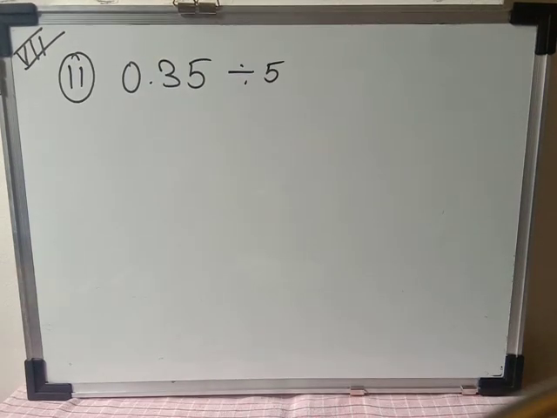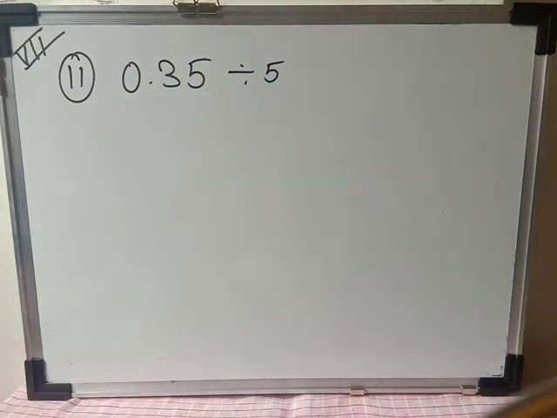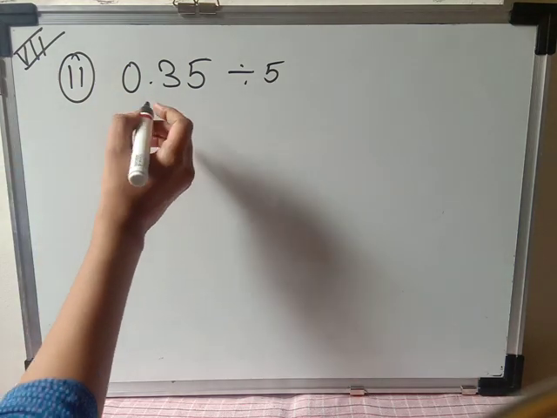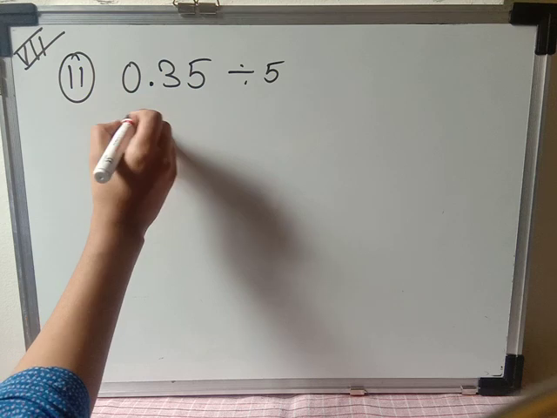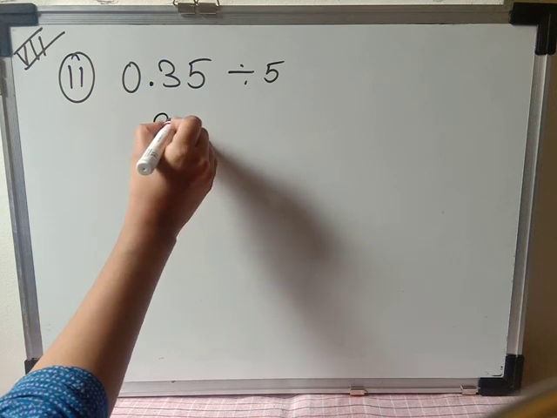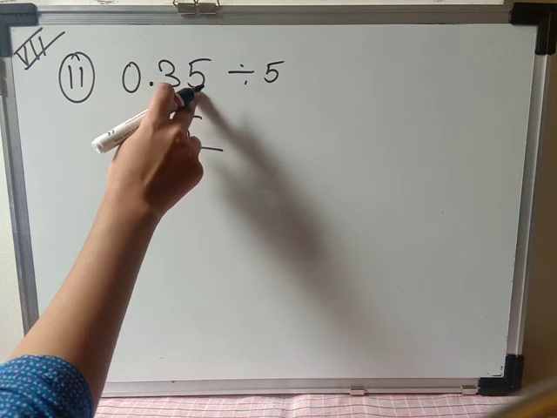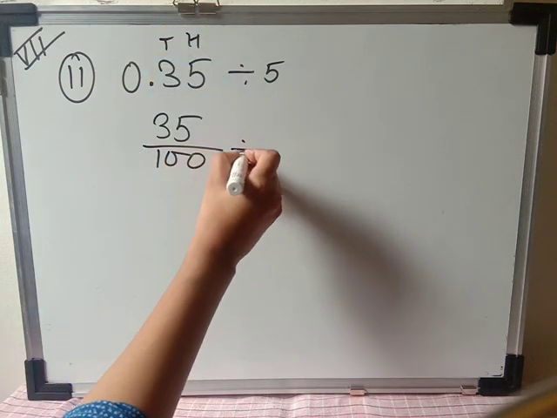Now second example is 0.35 divided by 5. Okay, so here again I am going to remove the decimal point. Before decimal nothing is there, 0 is there, so there is no need to write 0. So 35 I will write. Okay, after decimal how many digit places are there? That is 2, that is 10 and 100. So I will divide with the 100 and divided by 5.